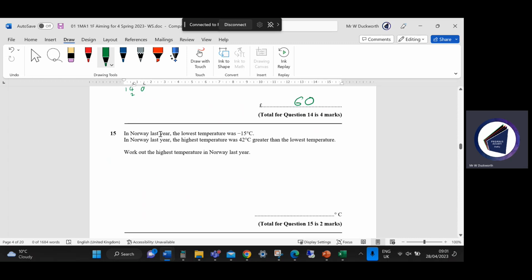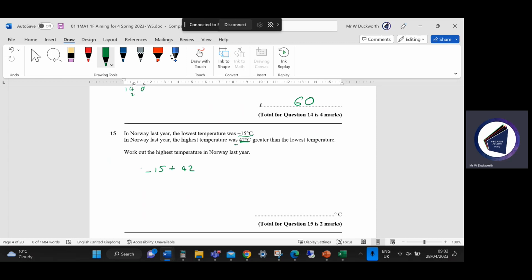Okay, question 15. In Norway last year, the lowest temperature was minus 15 degrees C. In Norway last year, the highest temperature was 42 degrees greater than the lower temperature. Work out the highest temperature in Norway last year. So in effect, what we need to do here is minus 15 plus 42.